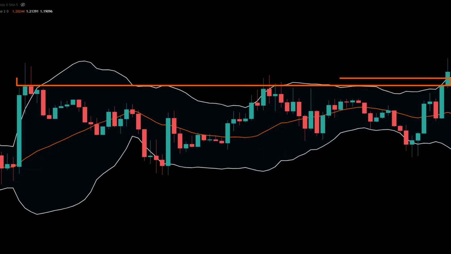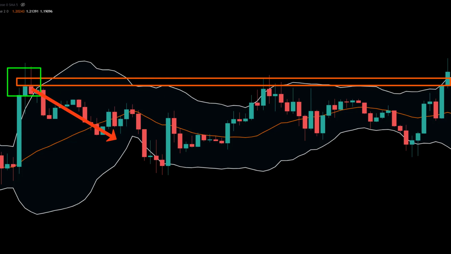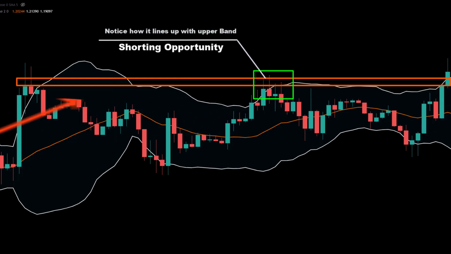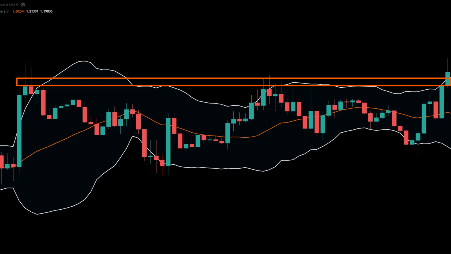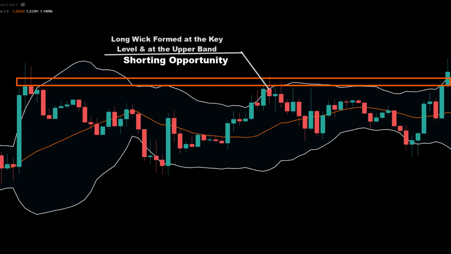You first identified your key level because of this reversal point here to the left. When price comes back up to the key level, notice how it also lines up with where the upper Bollinger Band is, making it an area of confluence. You then wait for candlestick price action to occur, which you've had through this long wick candle that formed right at the key level and the upper band, which shows a reaction to the level.